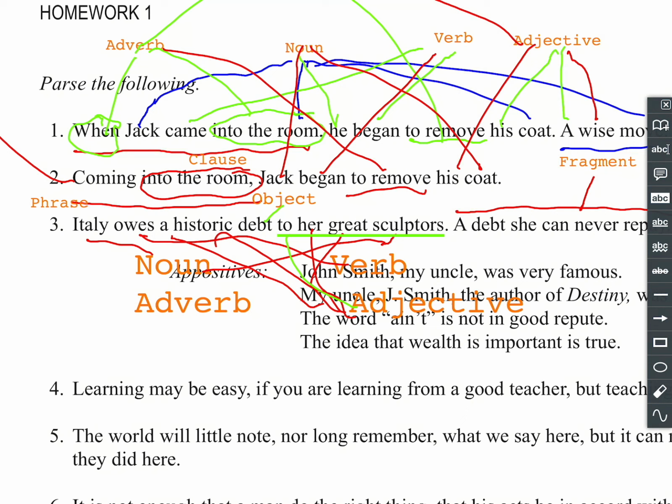And then a historic just tells you about the type of debt. That's an adjective phrase. So you can ignore that part now when you're parsing the rest of the sentence, because grammatically it doesn't really matter. It's just content about the debt. But it's not changing the structure of the sentence. So then you take Italy owes debt, and then you have this other phrase, to her great sculptors. And that either tells us about the owing or about the debt, one of those. That's what I'm trying to figure out.